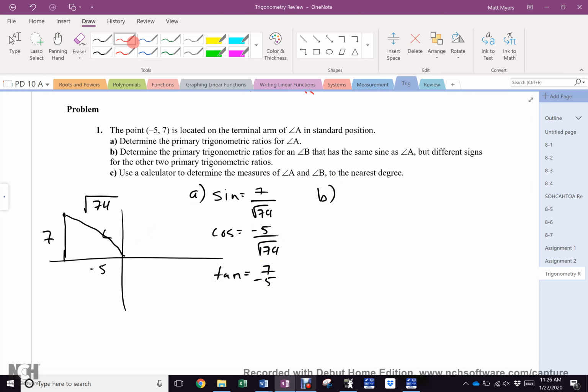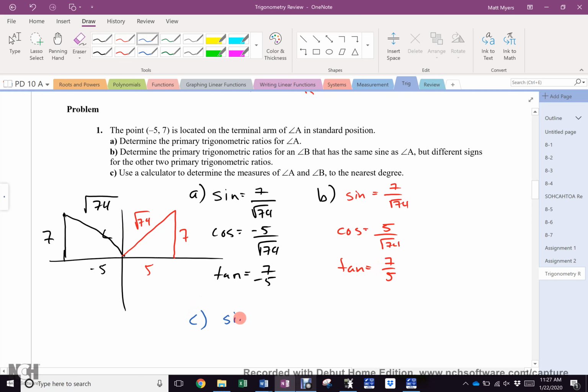Well, that must mean it's out here, because B sine still has to be positive. So this is 5, this is 7, this is root 74. So now I have sine of B is still 7 over root 74. Cos is now 5 over root 74. And tan is now 7/5. Use a calculator to determine them both.